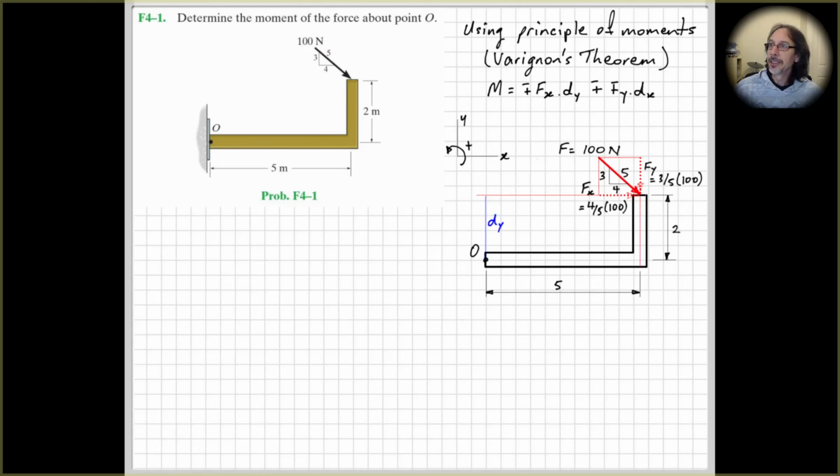And then similarly, we've got our line of action of the force Fy coming down here, and the perpendicular distance from point O to that line of action is this distance here, dx. Okay, so now that we have all that, we can put that into our equation that we had up here. So the moment is equal to Fx times dy. So 4/5 times 100 times 2.